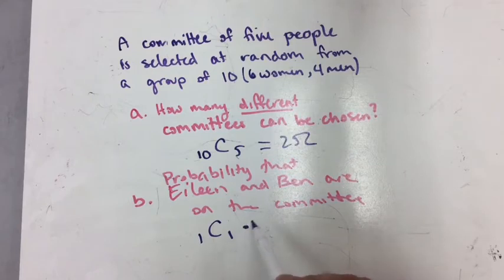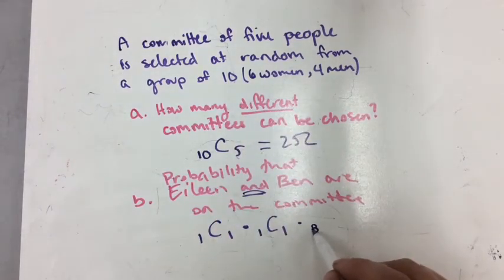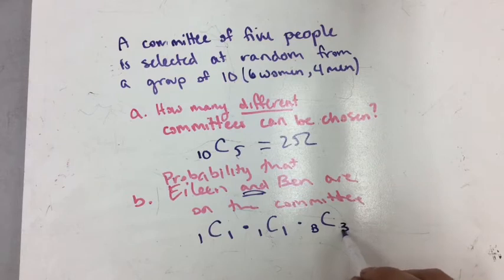We're going to multiply this because we want Ben to be on there. So, and Ben. So we'll multiply. There's 1 Ben, and we'll choose him. But then we also need to choose 3 more people. Out of how many people do we have left? We've used 2 people, so there's 8 people left, and we're going to choose 3 more of them.